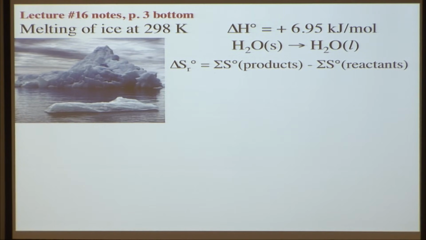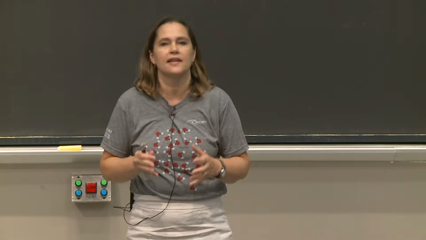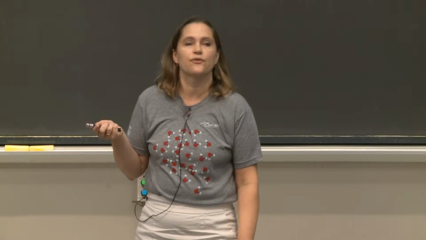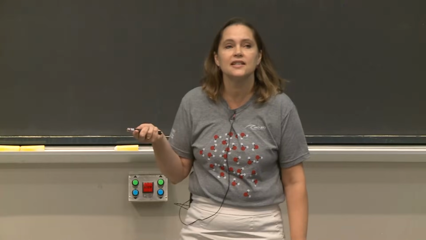Sometimes delta S is the driving force behind whether a reaction is going to be spontaneous, whether delta G will be negative or positive. Delta S is making that determination. We can calculate delta S for a reaction if we know the entropy values: it's the sum of the entropy values for the products minus the sum for the reactants.